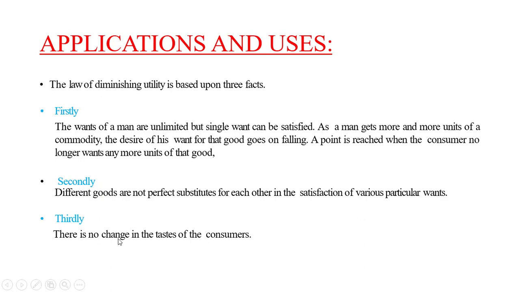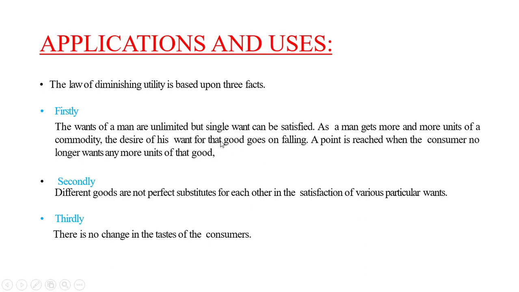And the third one is there is no change in the taste of the consumer. This can be linked with the second point, that the taste of the consumer is the same. Like if you are preferring tea, you will go for tea only. In the second point, it is saying that there is no perfect substitute. If you are having tea, you cannot substitute it for coffee, and your taste is your unique choice of having the good. So these are the three applications of diminishing marginal utility.